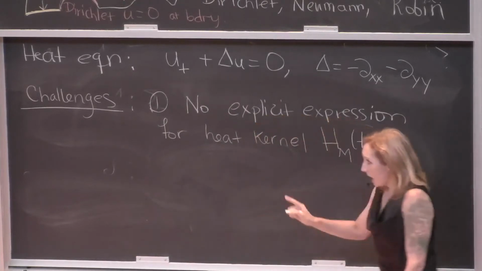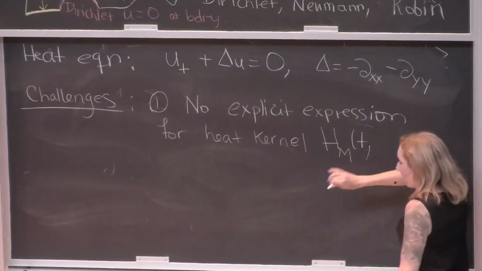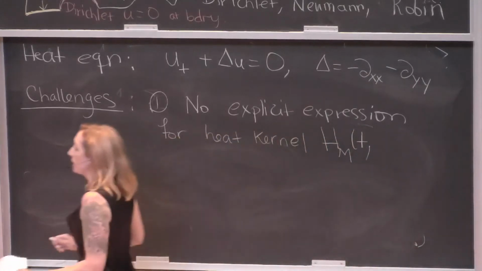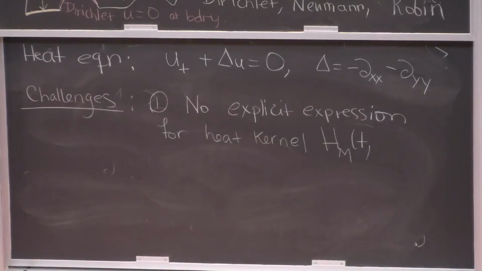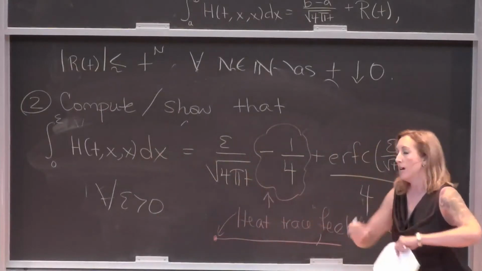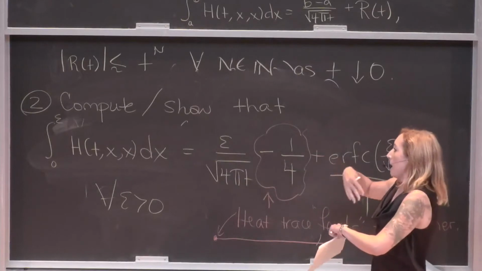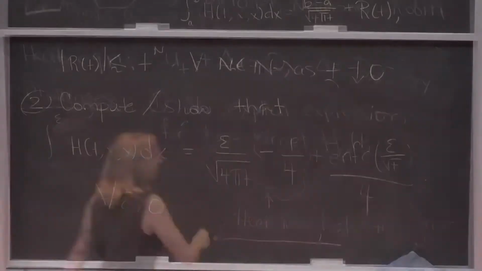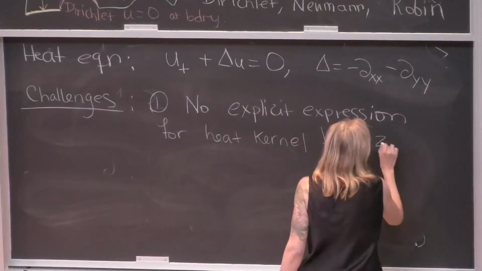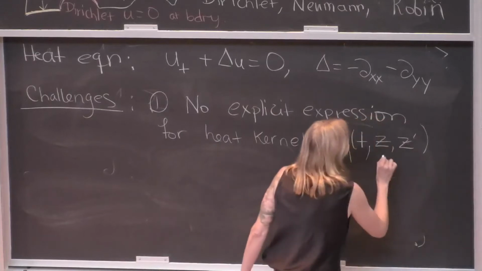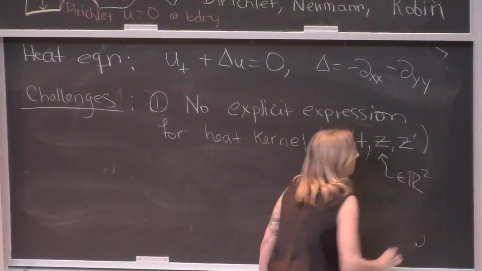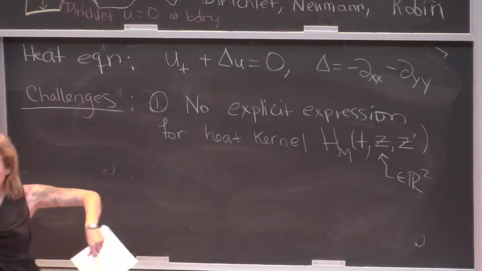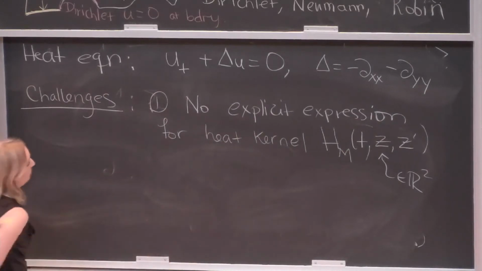Now here, in one dimension, you have the heat kernel depending upon time and two individual space variables, so two copies. It lives on time and one copy of your geometric setting and a second copy of your geometric setting. So here it's going to be a function of t, and I'll write z and z prime, where these are variables in R2, because we're in the plane. So we have no expression for this guy.